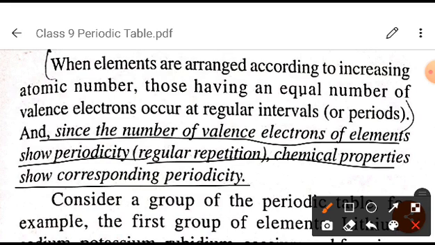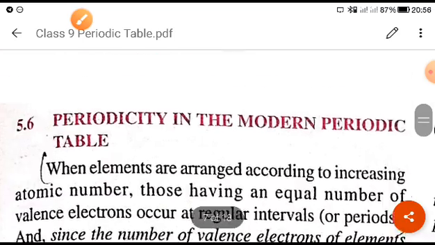What they want to say is that if you arrange the elements in order of their increasing atomic number, we will see a regular trend: elements with an equal number of electrons will occur after every regular interval or period. Let me show you here.